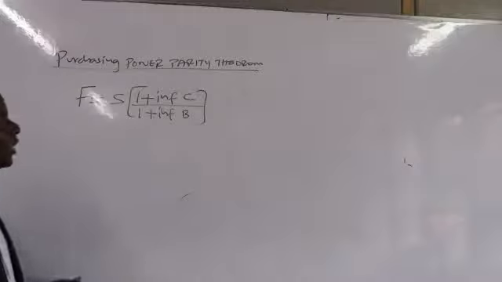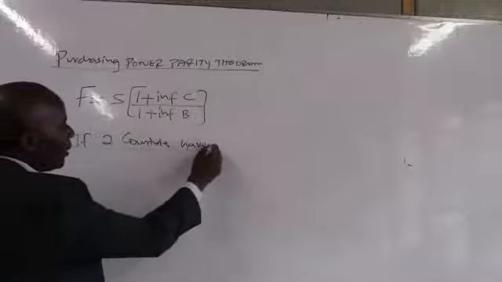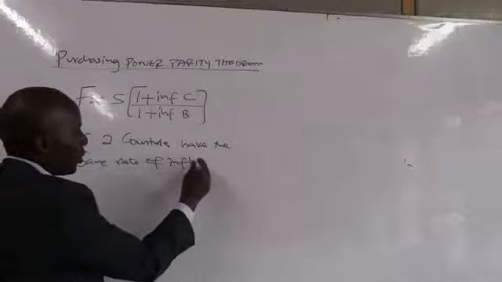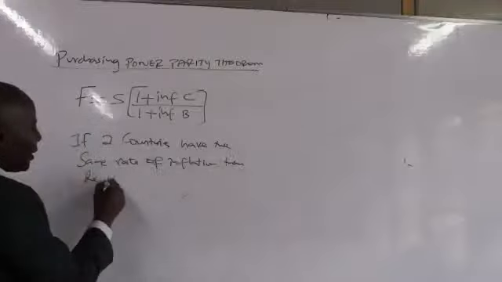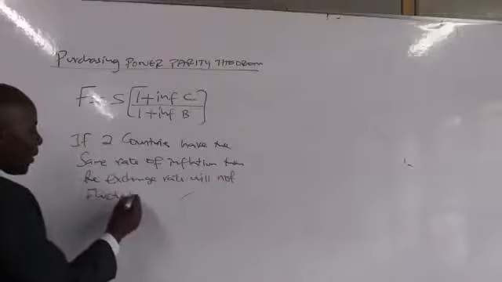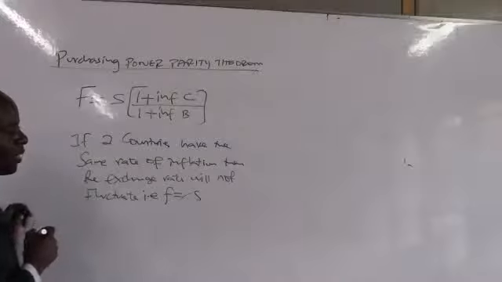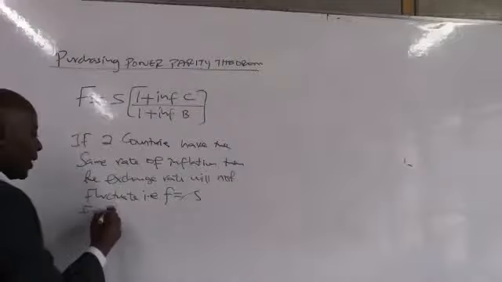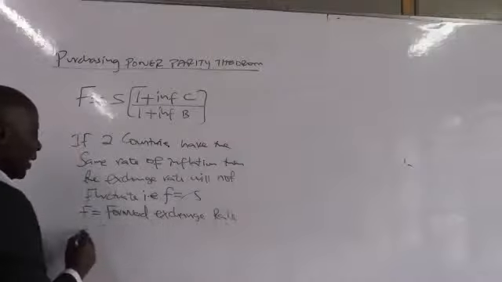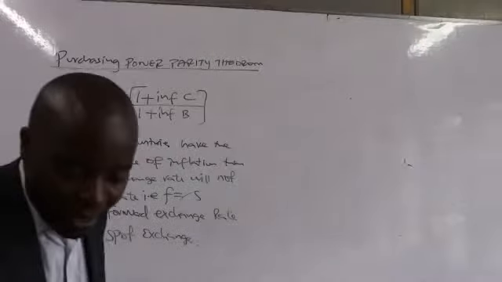Now, ladies and gentlemen, I want you to listen carefully. If two countries have the same purchasing power, the same rate of inflation, then the exchange rate will not fluctuate, i.e., F will be equal to S. Remember that F is the forward exchange rate, and S is the spot exchange rate.